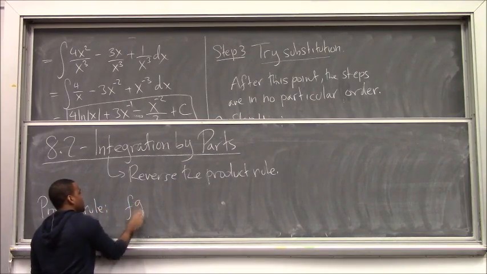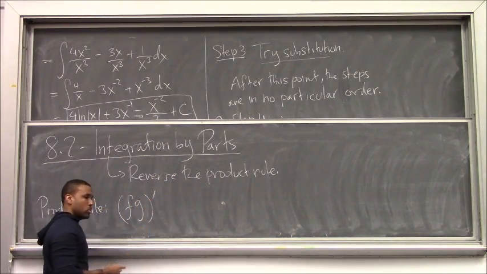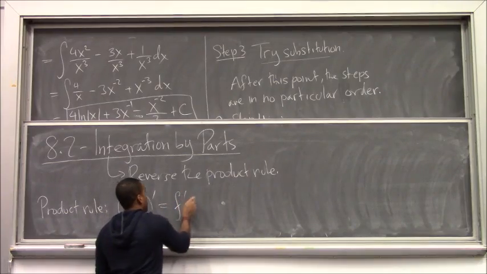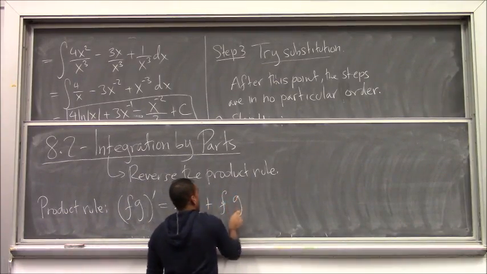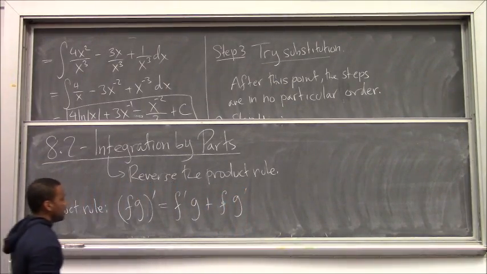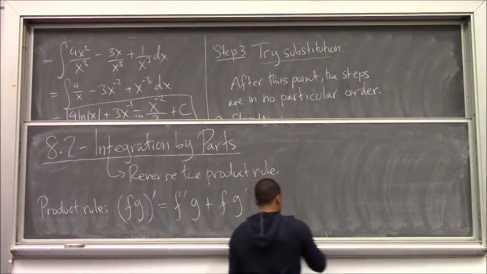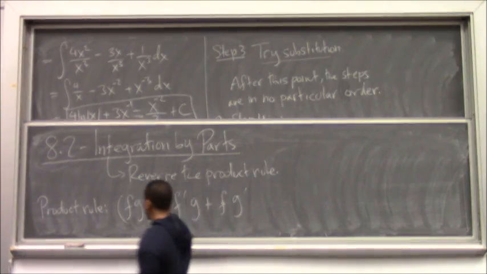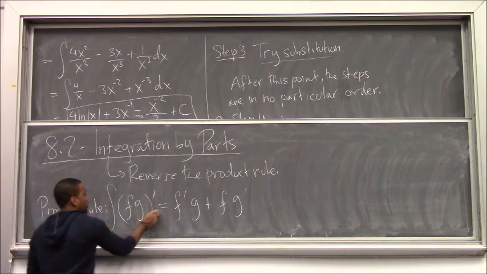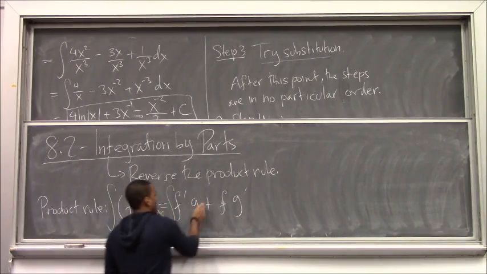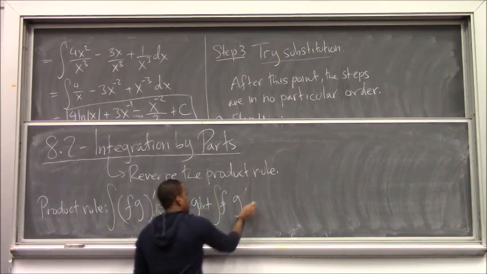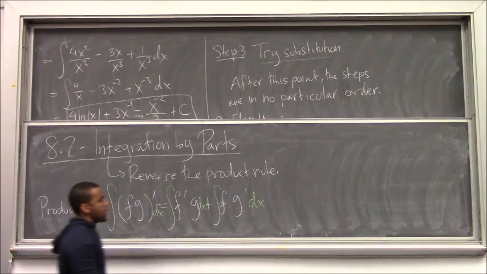Well, if I have two functions f and g, and I want to take their derivative, it's going to be f prime g plus f g prime. Now, here's what I'm going to do. I'm actually going to integrate this equation. I'm going to take the integral with respect to x on both sides. The integral distributes across sums, so I can do that.